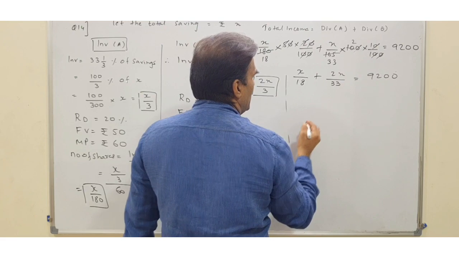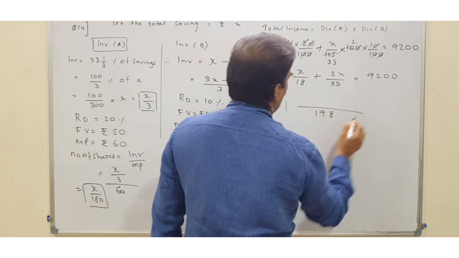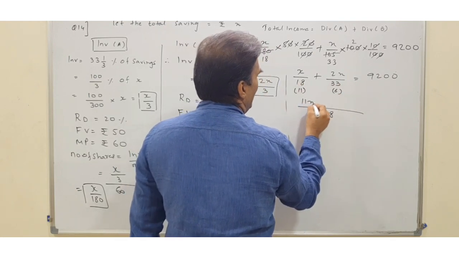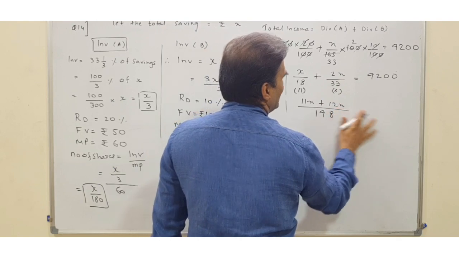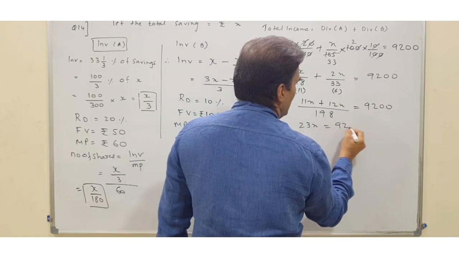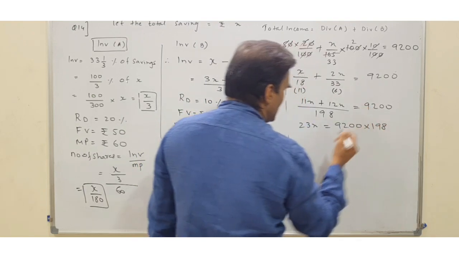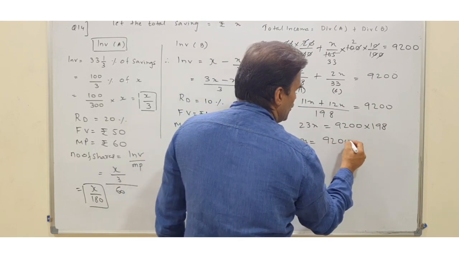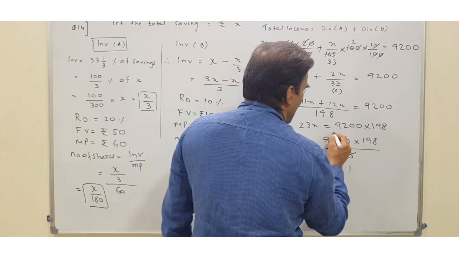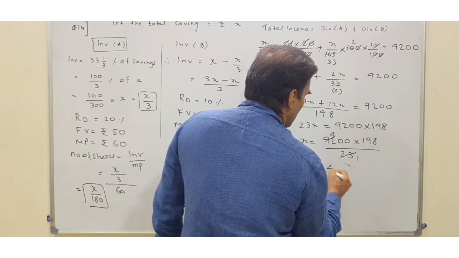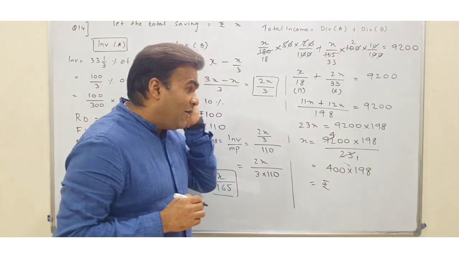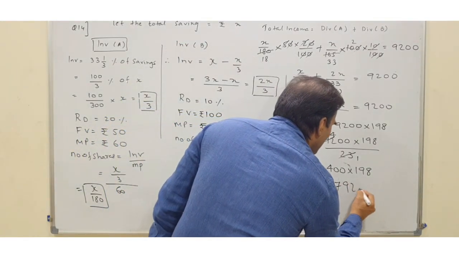LCM of 18 and 33, it's going to be 198. So 11X plus 12X equals 9200. 23X is equal to 9200 multiplied by 198. X equals 9200 multiplied by 198 upon 23. So what do you get? 400 multiplied by 198. My dear friends, we have reached the climax.